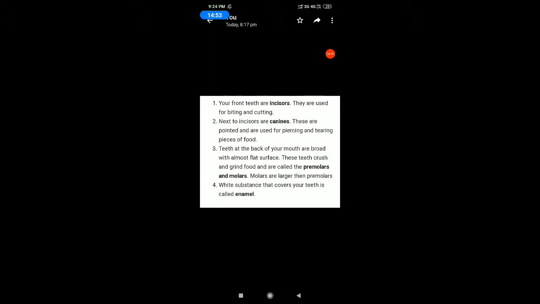Next one. Teeth at the back of your mouth are broad with an almost flat surface. These teeth crush and grind the food materials. They are called the premolars and molars. The molars are larger than premolars.